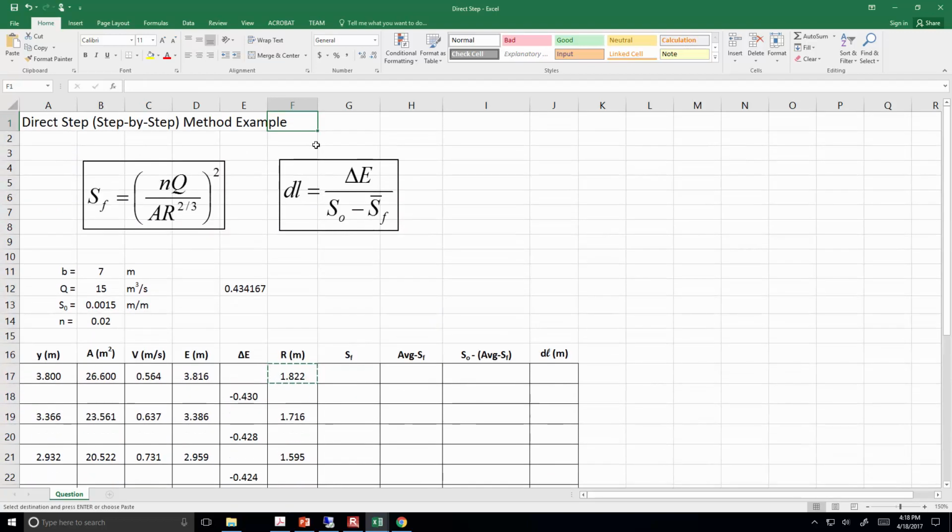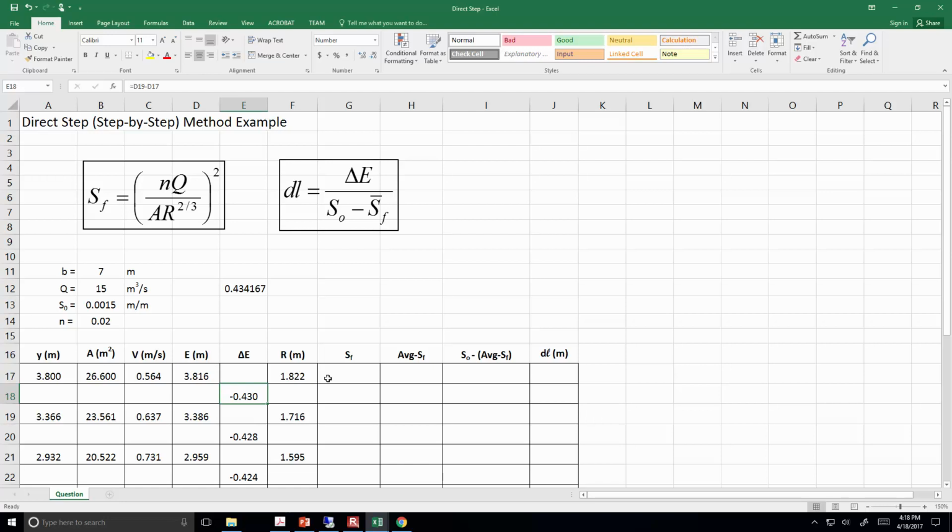And it's important to point out the difference between what's on a row and what's between a row. If it's on a row, those are the properties just at a single location. And so this is the hydraulic radius where the depth is 3.8. But then the delta E, which is between a row, that's how much energy difference there is between the sections.